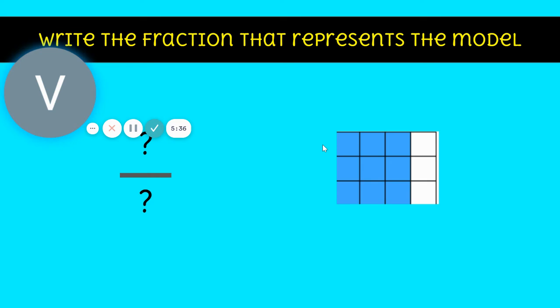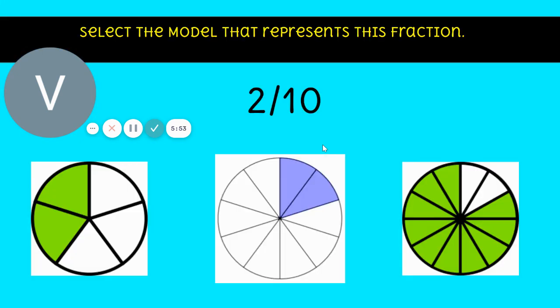So write the fraction that represents this model. How many pieces total are there? That's your bottom number. Then our top number is how many are shaded. 9/12 is the answer. There are 12 pieces and only 9 of the 12 are blue.